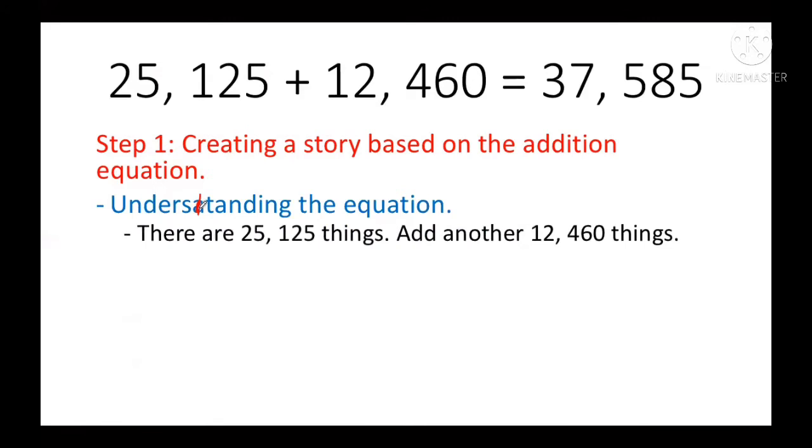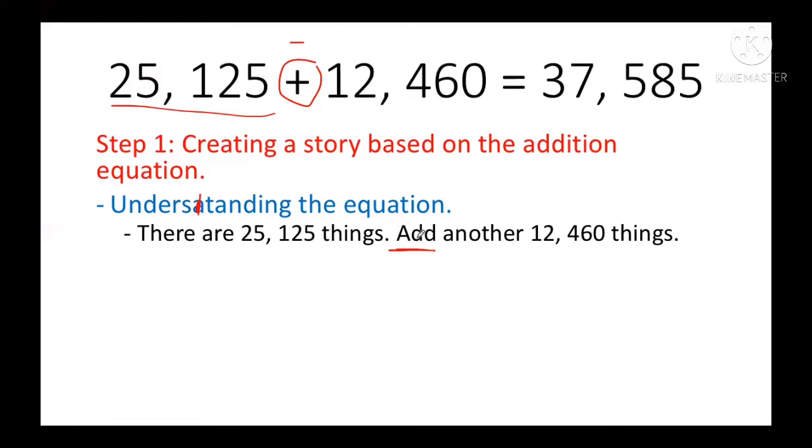There are 25,125 things. That's the first number. Since we will do plus, we need to put here add another 12,460 things. But if we have a minus here, we can put subtract or take away. So those are the words that we need to know. That's the first step, understanding the equation.